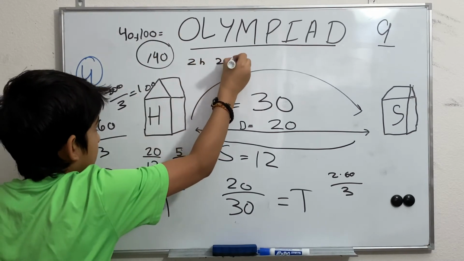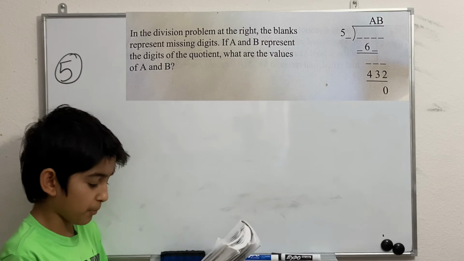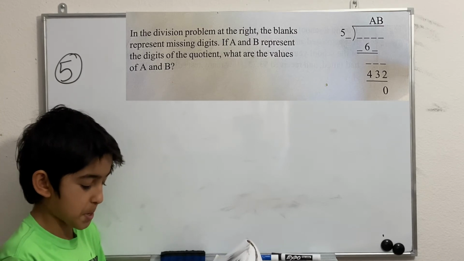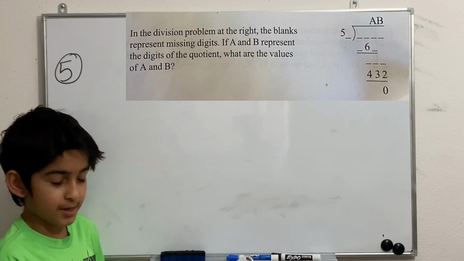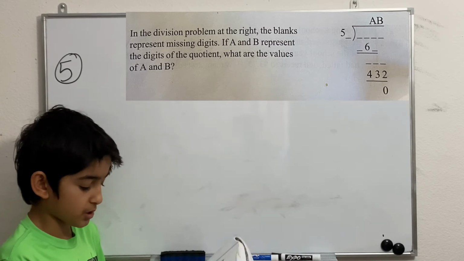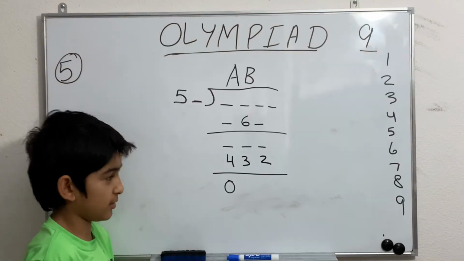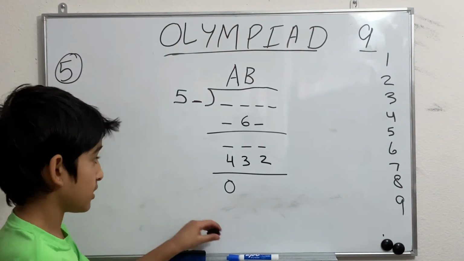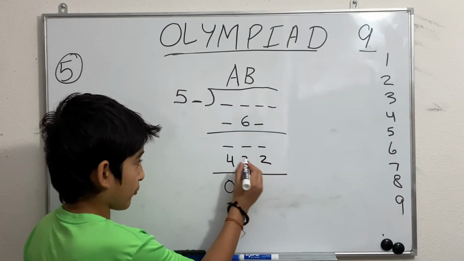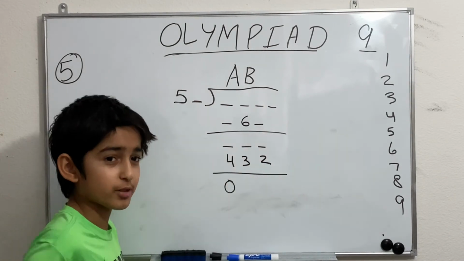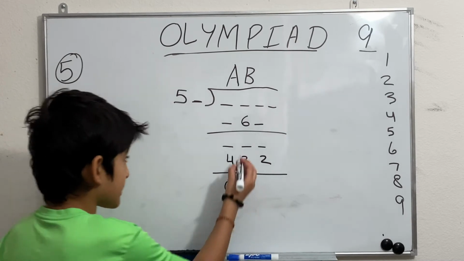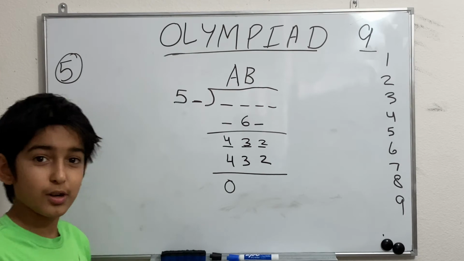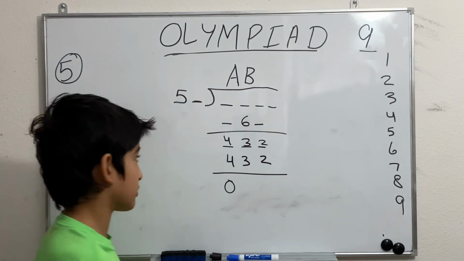The fifth problem says, in the division problem at the right, the blanks represent missing digits. If A and B represent the digits of the quotients, what are the values of A and B? And the division problem is right here. What we're going to do in this problem is work backwards. Some number minus 432 is equal to 0, which means that this number has to be 432. So 432 minus 432 is equal to 0.